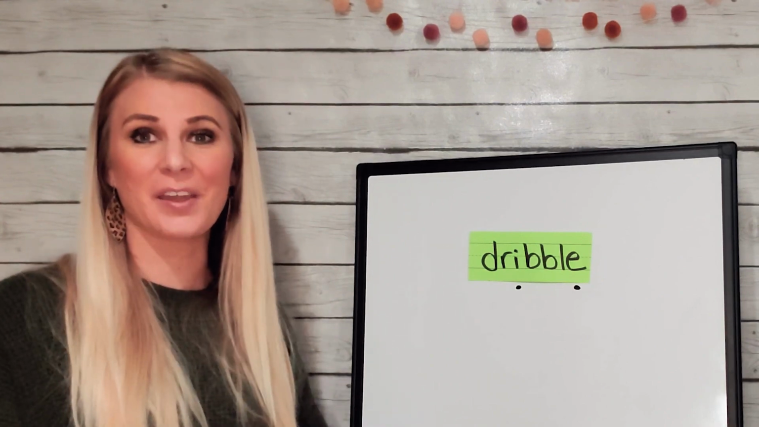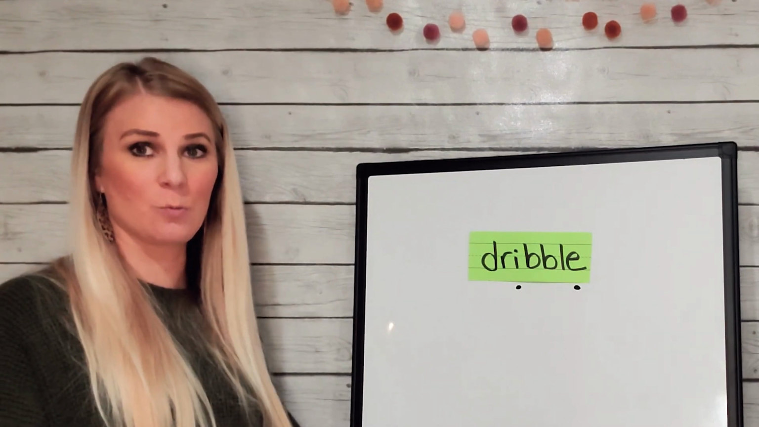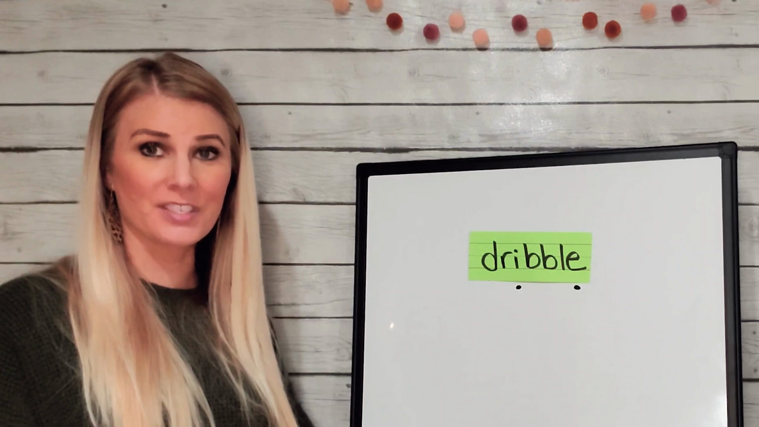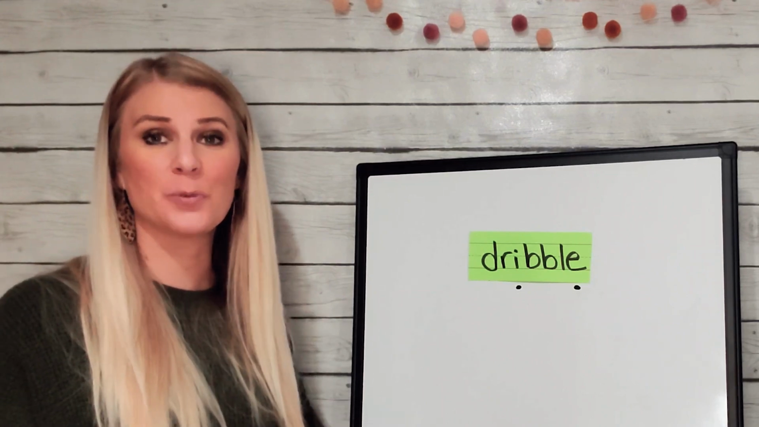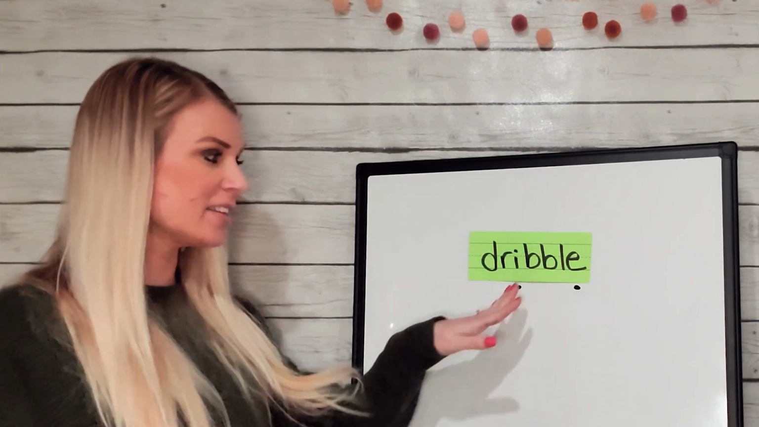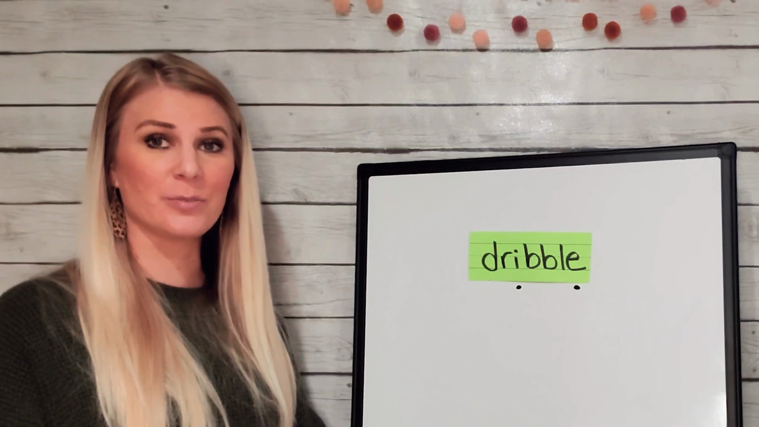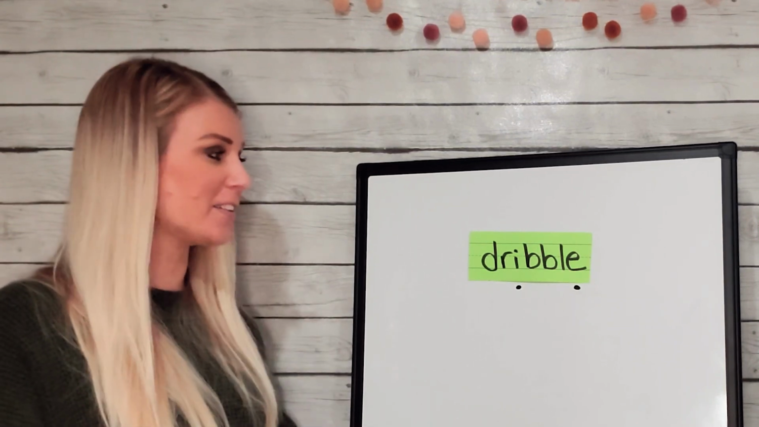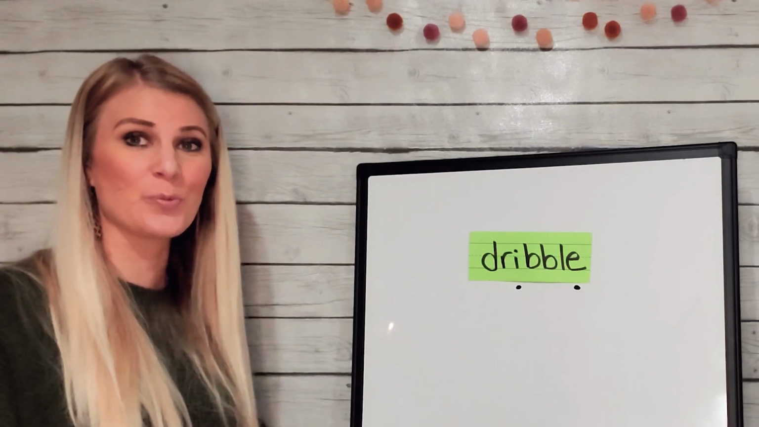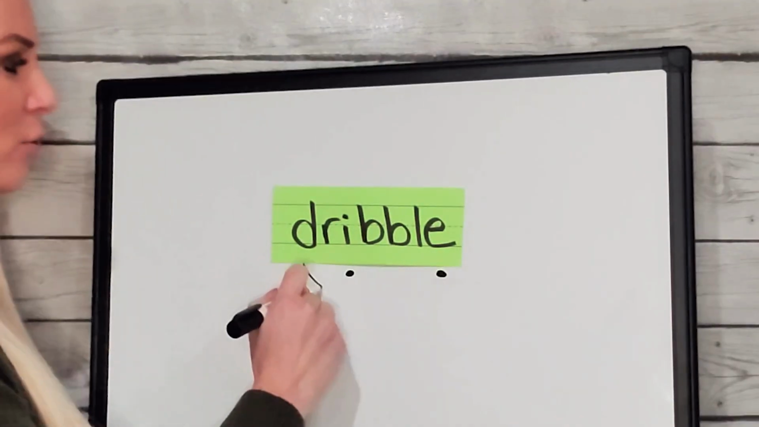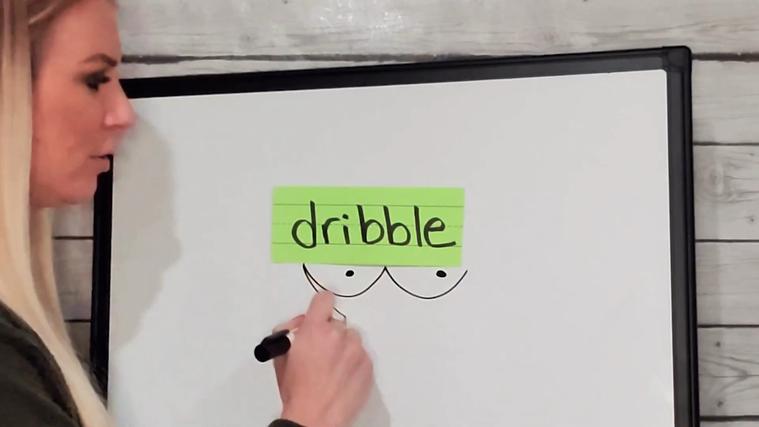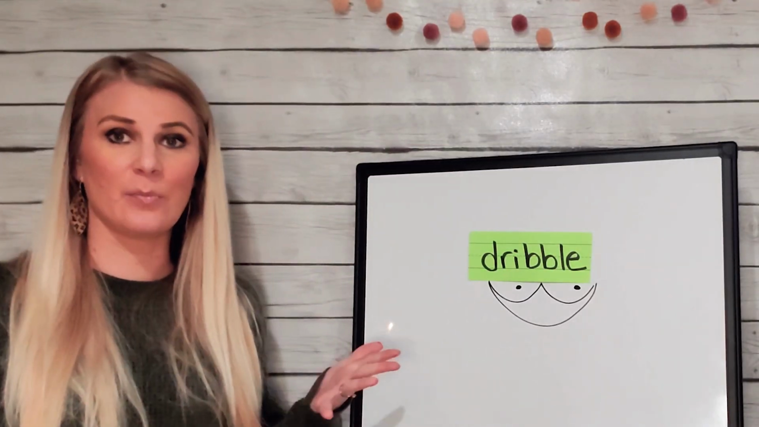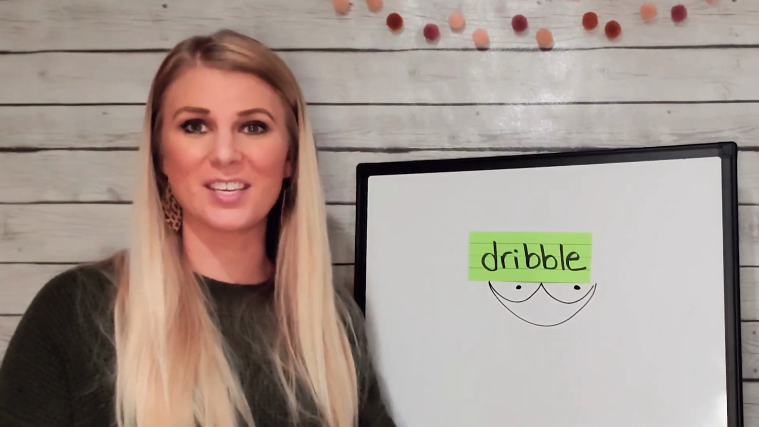Now we need to decide where we're going to split this word between two vowels, a vowel and a consonant, or between two consonants. I see a double consonant right in the middle of this word, and I know oftentimes that's where we would split a word, right in between that double consonant. Let's get ready to loop and swoop. Here we go. Dribble. Dribble. Like the boy was excited to dribble the basketball.